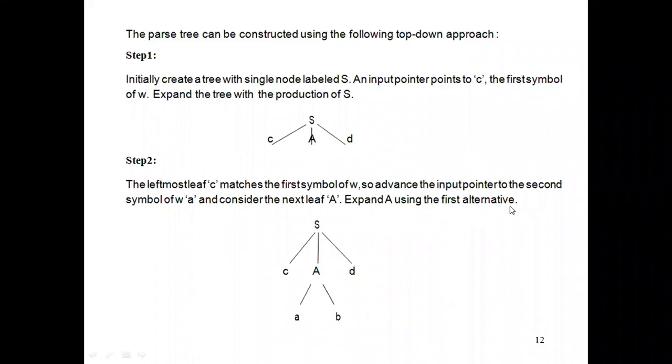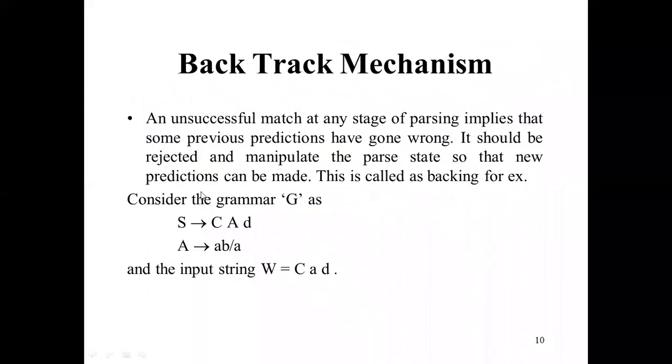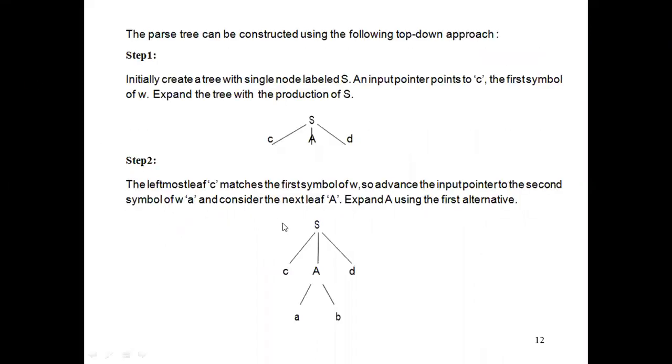Expand A using the first alternative. Our first alternative is AB, because we already know AB is given as the first alternative, and we want to achieve this. This is the given grammar. Then use the first option, A, and this is AB. So for the AB option, we can divide A into AB like that.